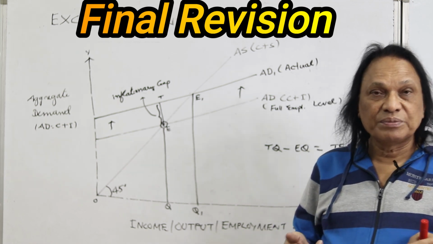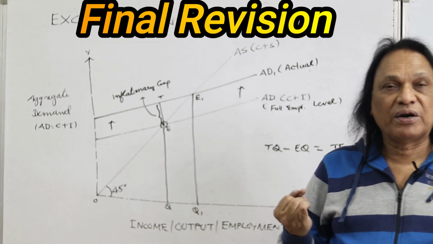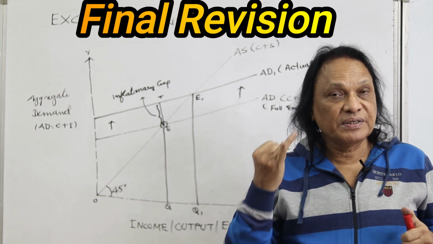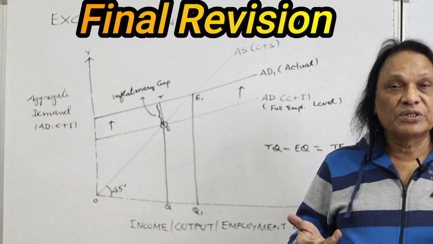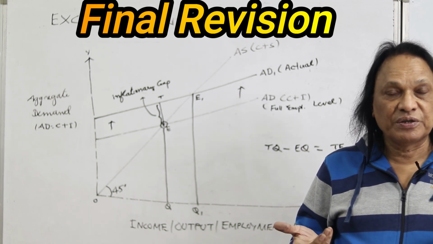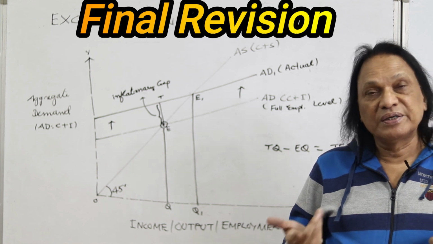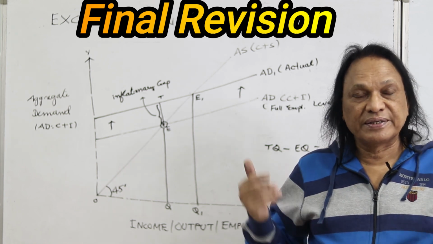The impact on the economy is that nothing else can happen. Output cannot increase, income cannot increase, employment level cannot increase. So only one impact it will have. It leads to demand pull inflation. Price of commodities will go up and it leads to inflation in the economy, nothing else.